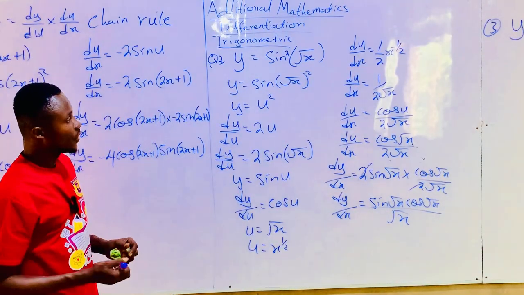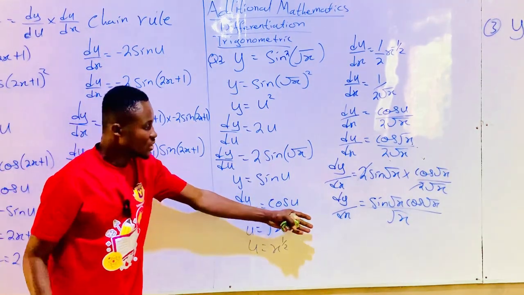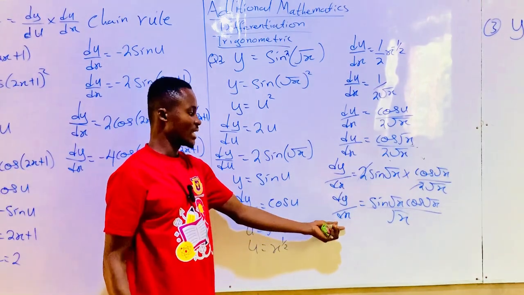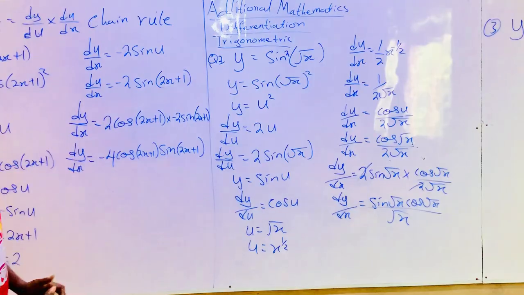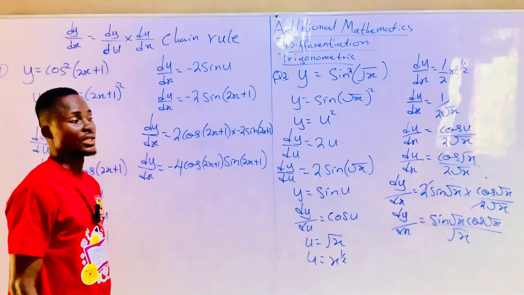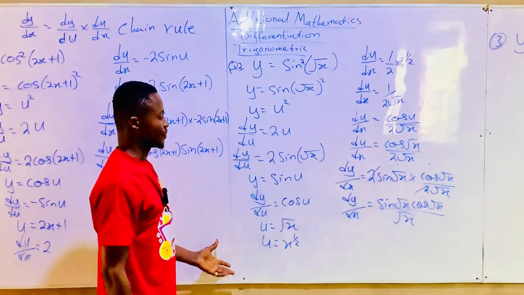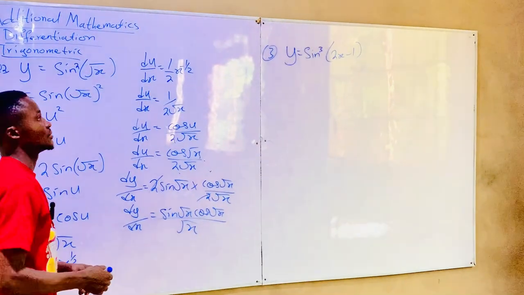So this is how we differentiate this trigonometry using the chain rule. So this is our final answer over here. When we take a look at it very carefully, you can see that everything is moving accordingly. Now we will head towards example 3. That will be our final example.